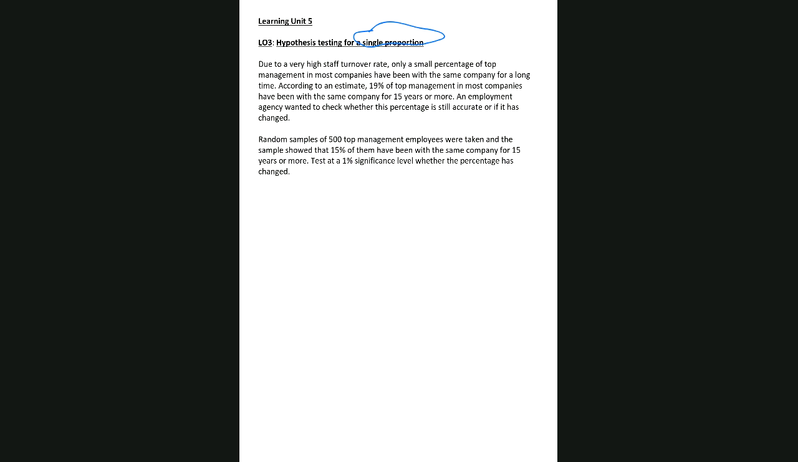The only difference here is that we're working with proportions, which means that what goes into our null and alternate hypotheses will differ. Remember, for a proportion, the symbol pi denotes the population proportion, and the letter p, small letter p, denotes the sample proportion. So in our null and alternate, we must always use the symbol of the population.